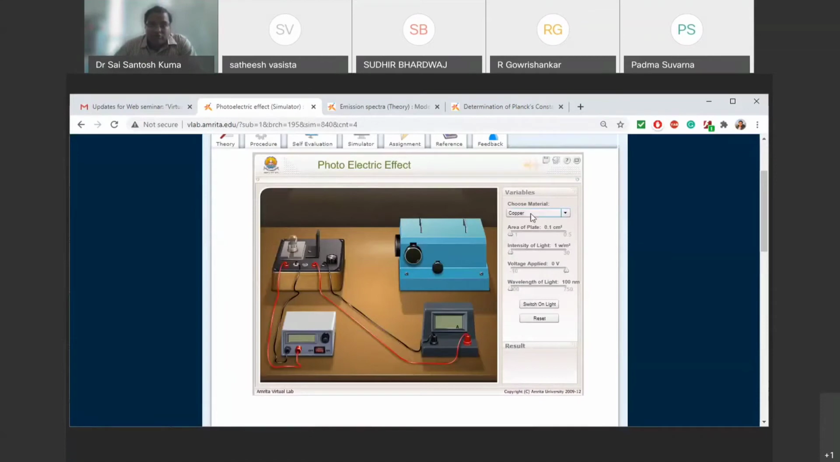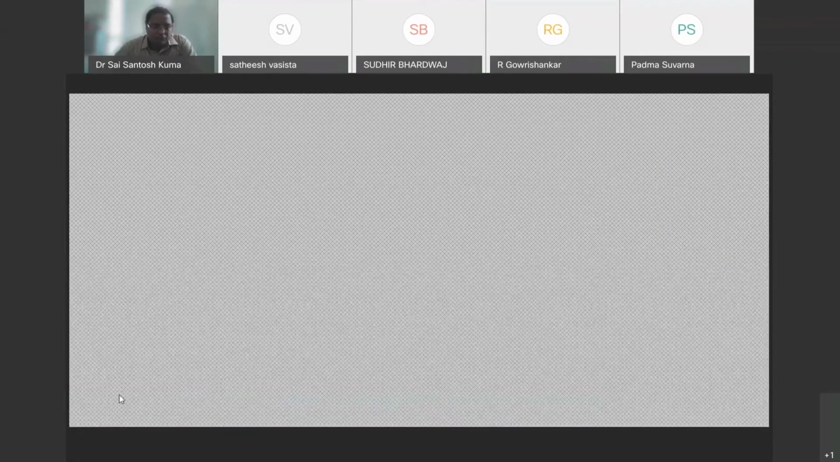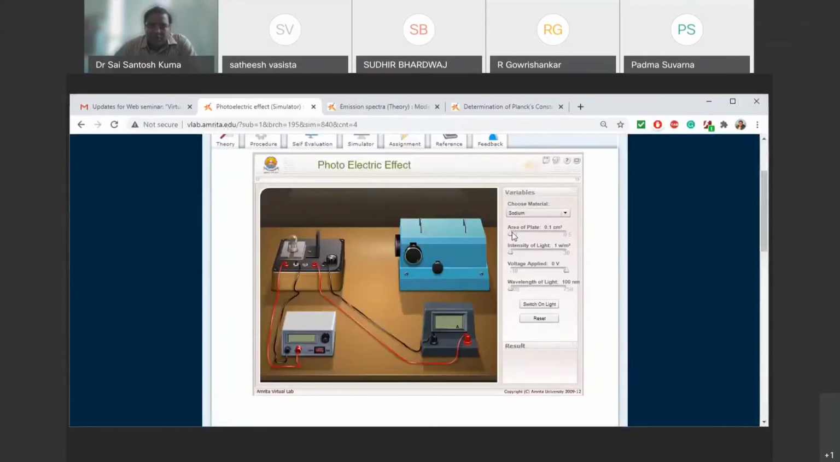Let me choose the material sodium. I can choose any random area. Let me choose an area of 0.3, or I can go for a maximum of 0.5. Doesn't matter, I just choose 0.3. I choose the maximum intensity, which is 30 watt per meter square. And then I switch on the light.